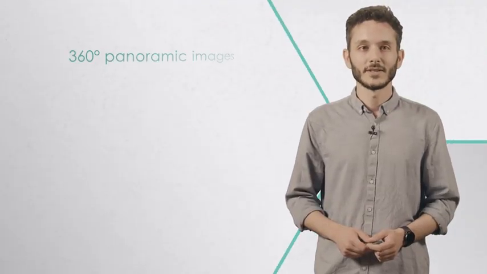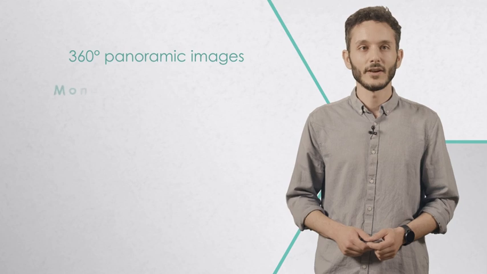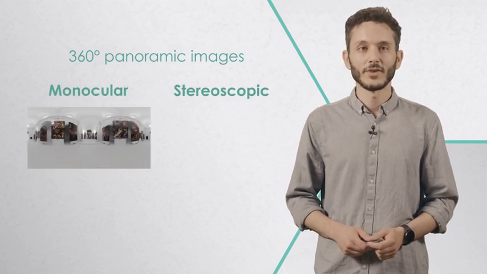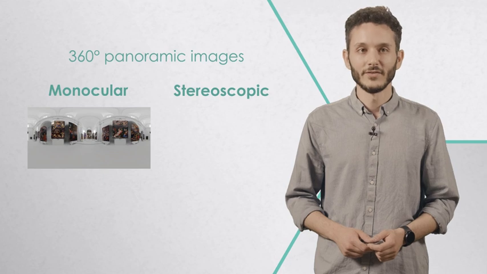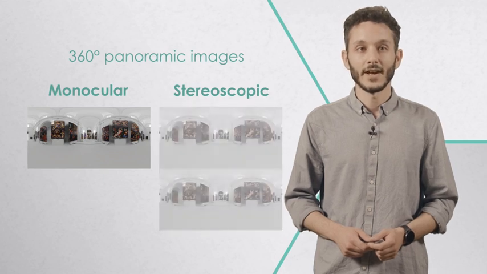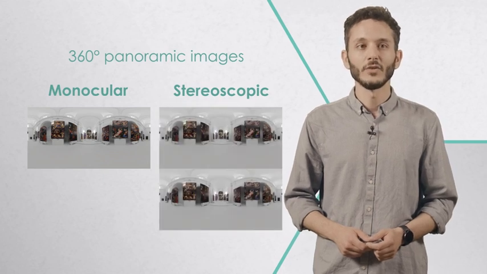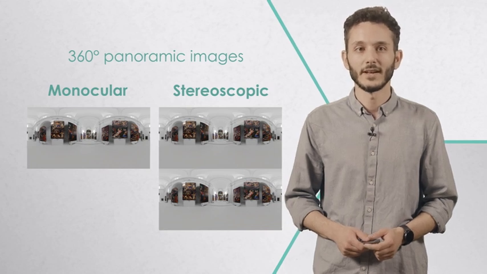360 panoramic images can be of two types, monocular or stereoscopic. The first type describes an environment from all directions, relative to a single point of view. The second type, on the other hand, describes the environment from all directions relative to two centers of projection, spaced apart by the interocular distance of a hypothetical observer.